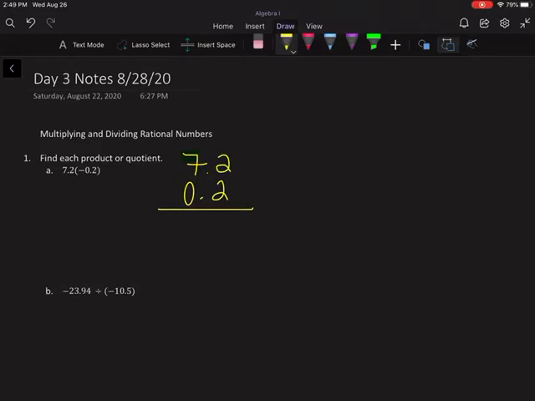7.2, 0.2. Okay, I'm going to line them up vertically, and it's multiplication. So I should have a multiply sign there. I'm not going to worry about the sign yet. I just know that because the signs are different, my answer is going to be negative, because a negative times a positive equals a negative, right?